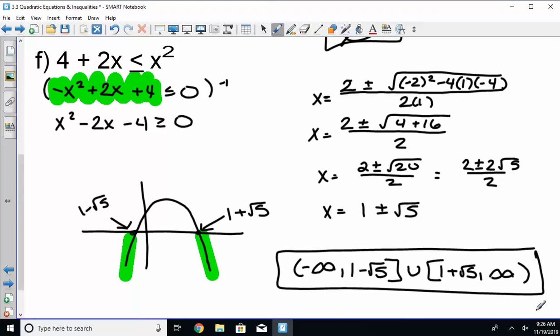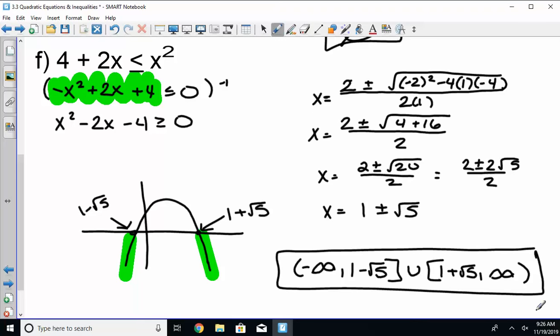Why did you use that? Why did I use this piece? Because I graphed this green one right here, and that green one was less than. So for the one I graphed, I wanted the part that was less than.